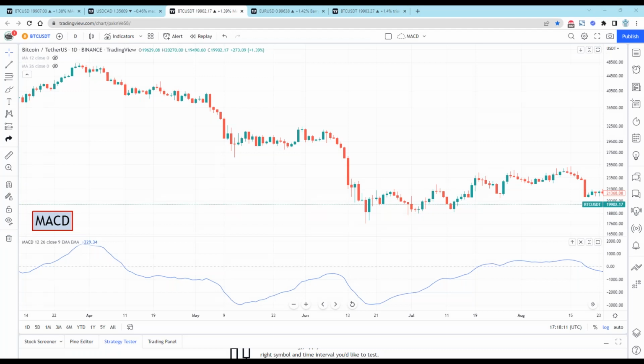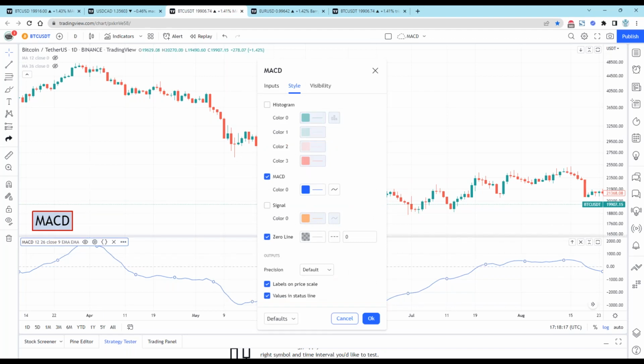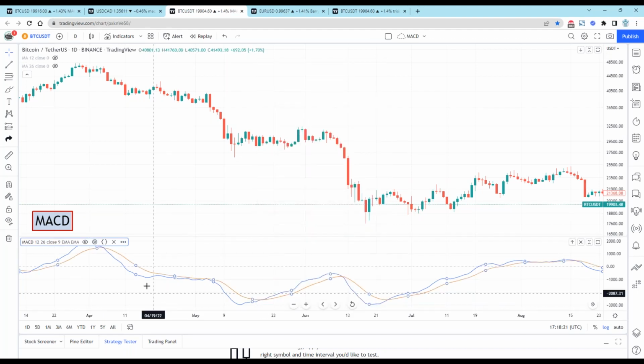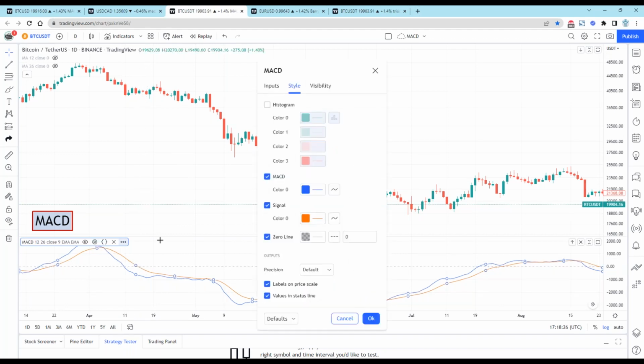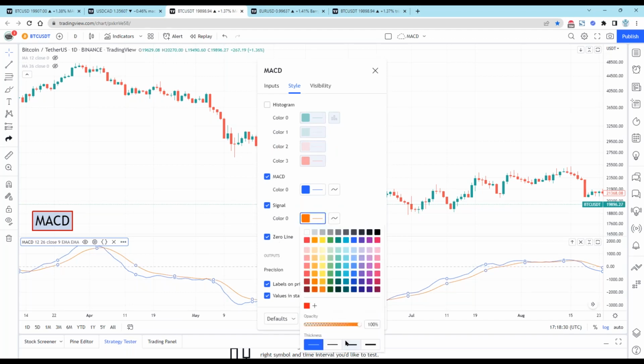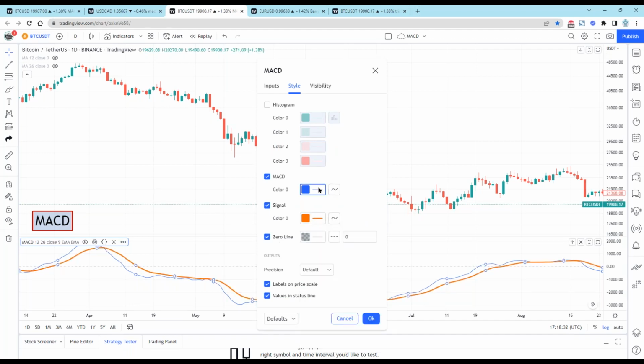MACD then adds the next line onto the chart, which is called the trigger line or the signal line. And that's the line I just dropped on your chart in orange. And actually, while we're here, let me make it a little bit darker for you, just a little thicker, so you can see it a little bit better.